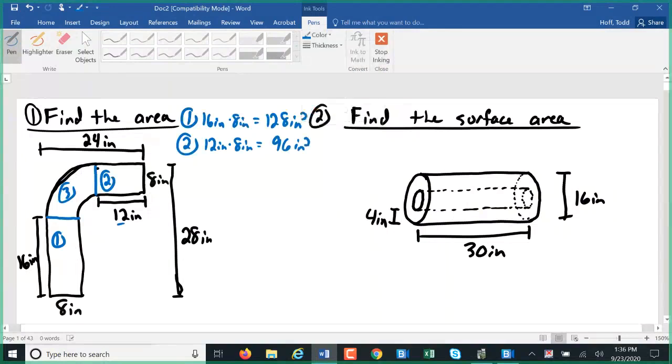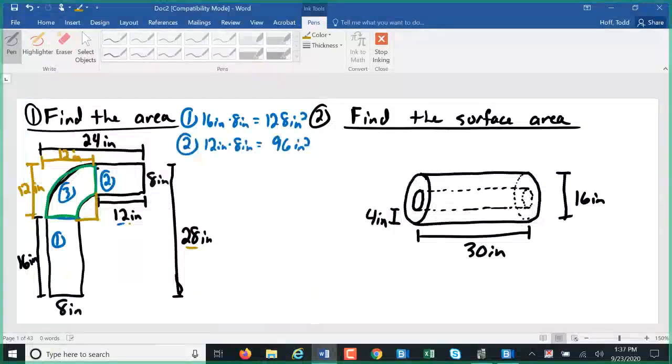So now all we need to find is the area of this corner piece. Well, that corner piece is part of a larger quarter circle. That quarter circle, well, the distance from here to here is 24 minus 12, or 12 inches. The distance from here to here is 28 minus 16, which is also 12 inches. Have the same distance in both directions, which confirms that that is a true quarter circle, that it's a radius. So that is a quarter circle with a radius of 12 inches.